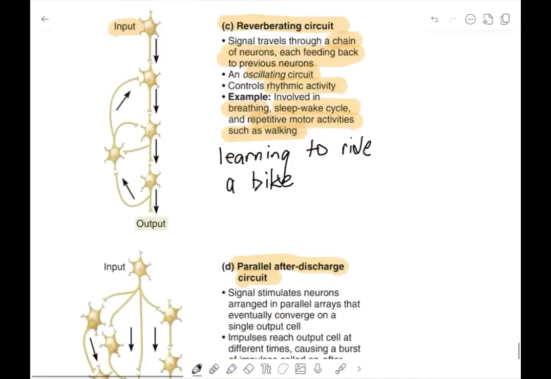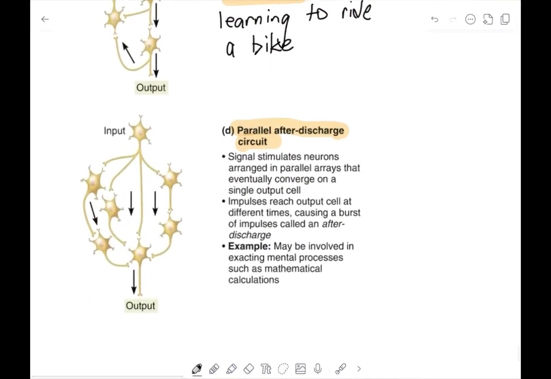And finally, we have a parallel after discharge. This means that there is a signal that stimulates neurons arranged in parallel arrays. We see these three different parallel arrays, and they eventually converge on a single output cell. So an example of this may be involved in exacting mental processes like mathematical calculations.